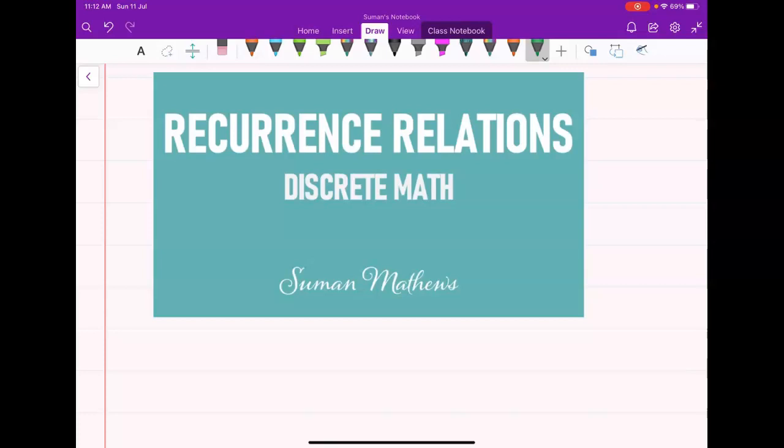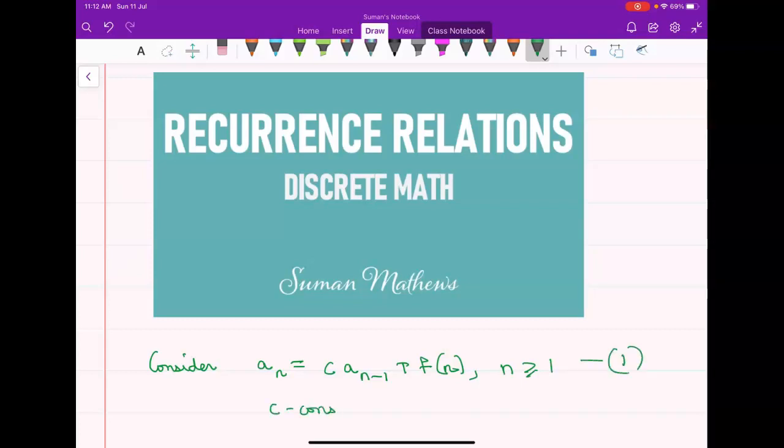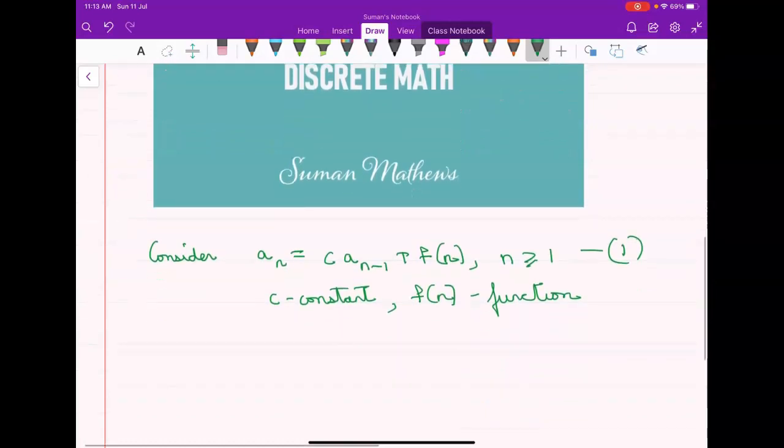So what do you mean by a discrete relation? So consider a_n equal to c a_(n-1) plus f of n, where n is greater than or equal to 1. I'll call this equation 1. Here c is a constant and f(n) is a function. So this is a first order recurrence relation.